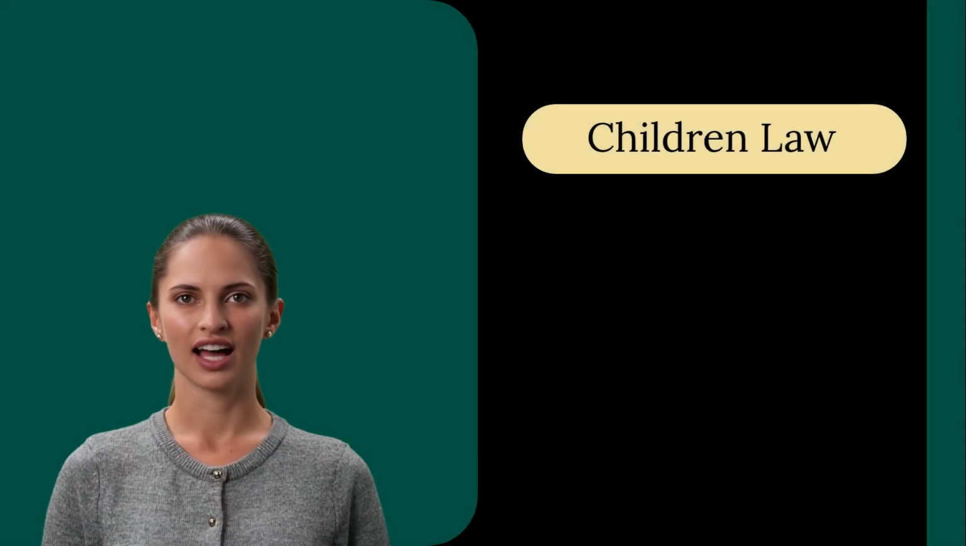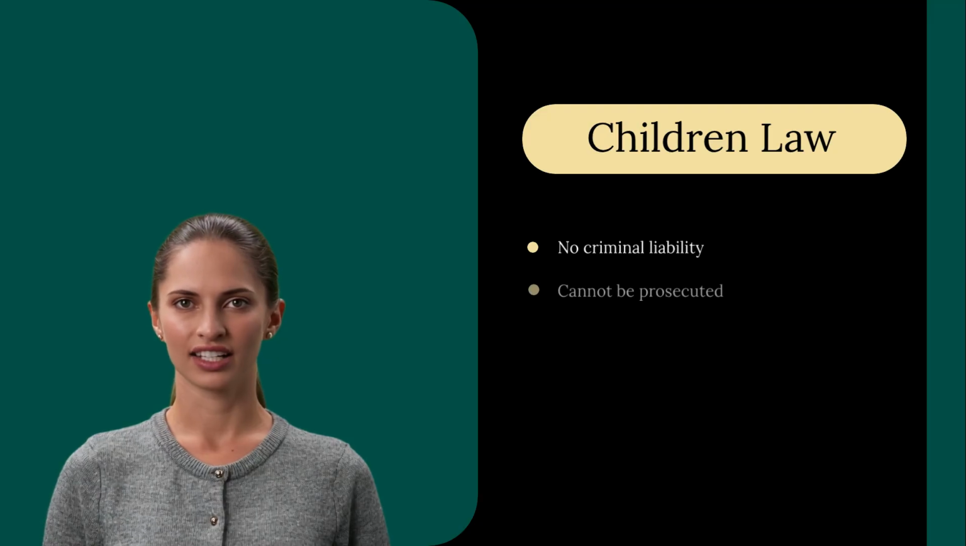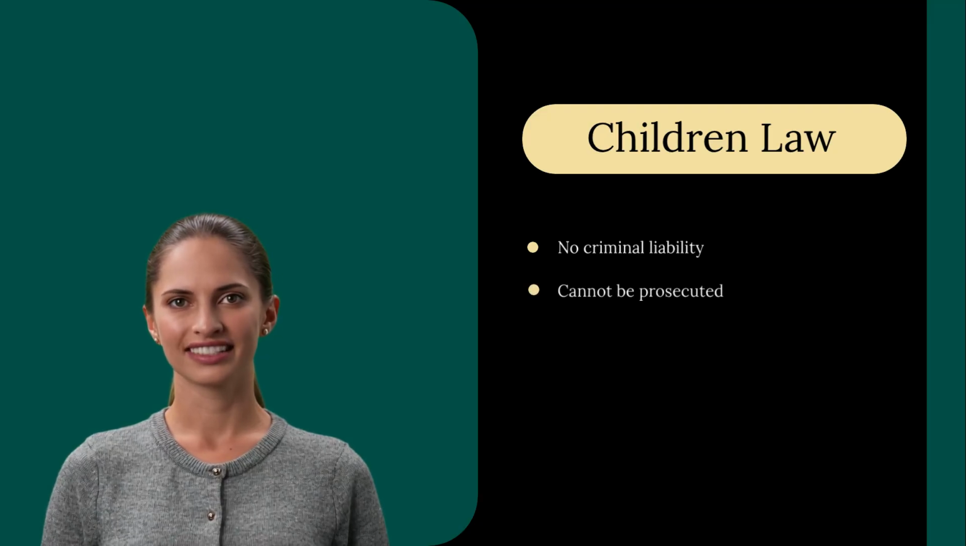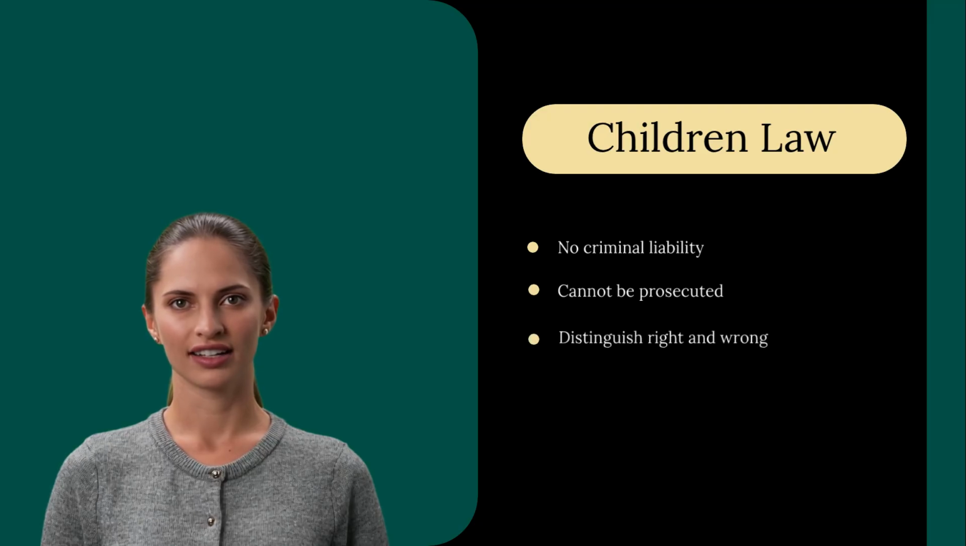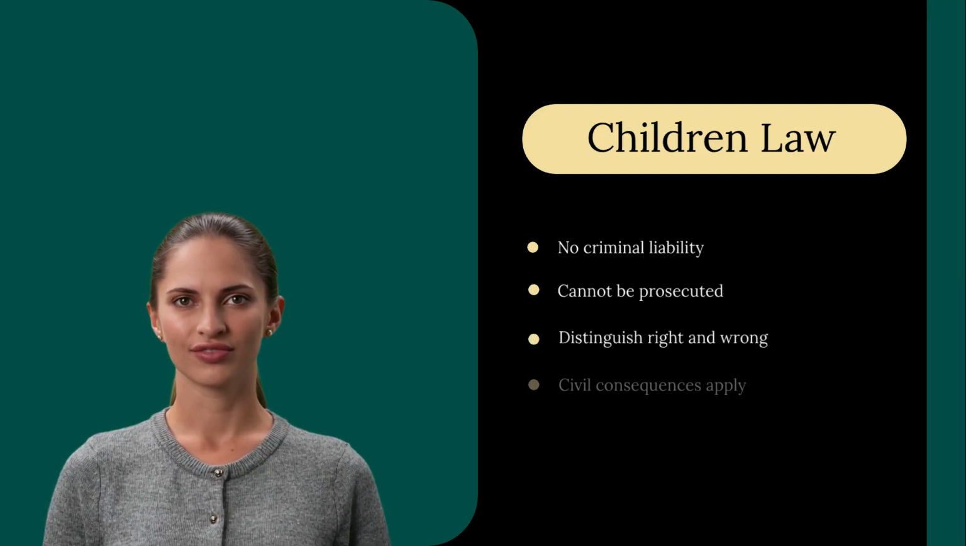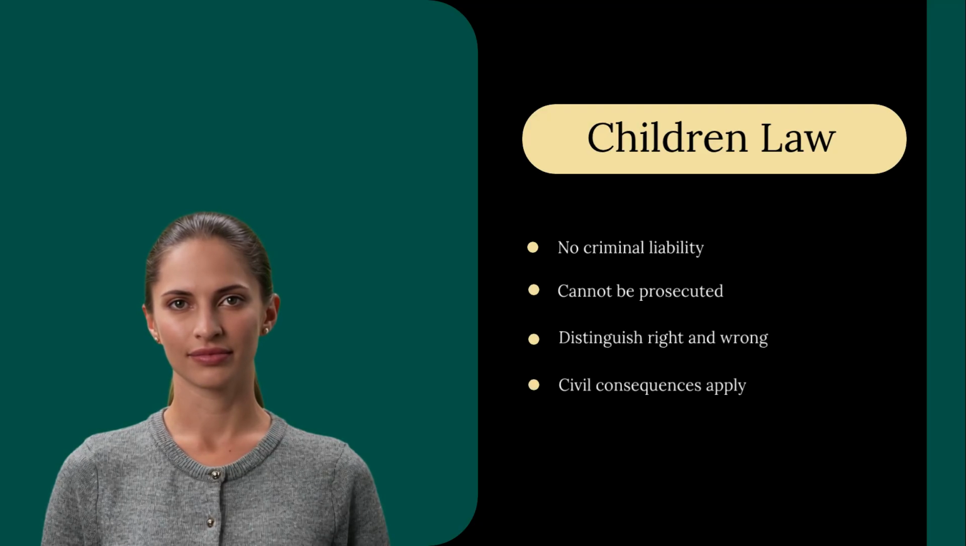Children under 10 have no criminal liability. The law assumes they cannot distinguish right from wrong. They cannot be prosecuted for any crime. However, civil consequences may apply. Social services may intervene if necessary.